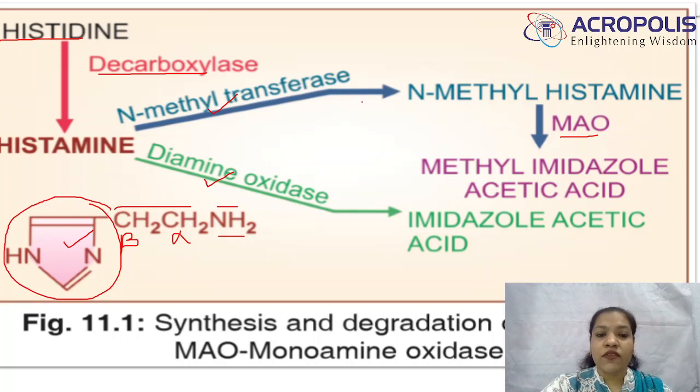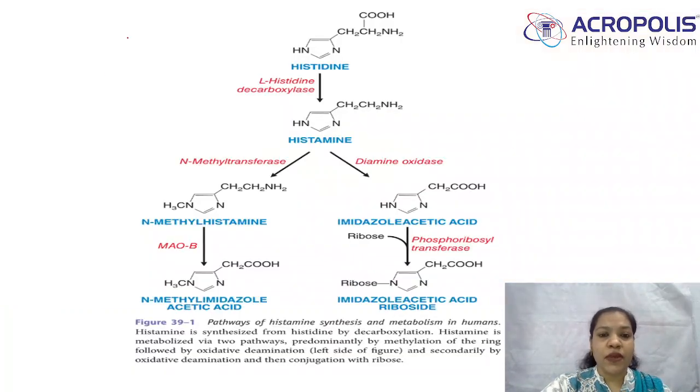So this is one pathway. The second pathway is oxidation, which takes place in the presence of diamine oxidase. Diamine oxidase converts it into imidazole acetic acid. Now we will see the same pathway along with chemical structures.